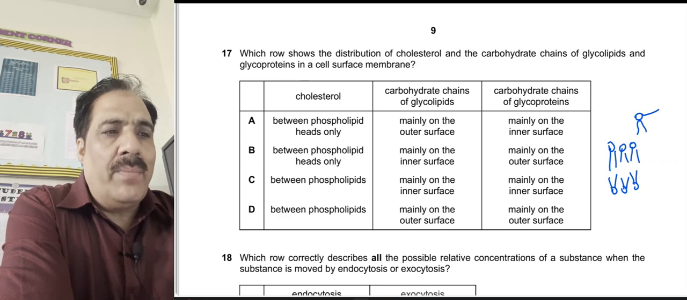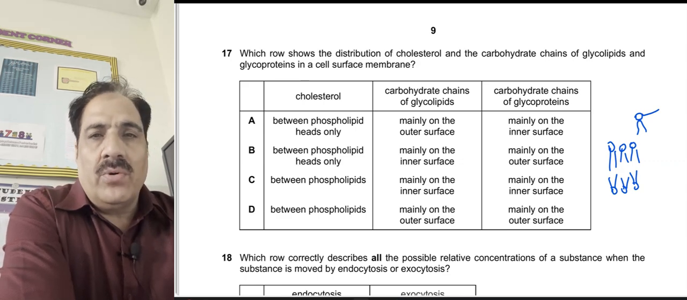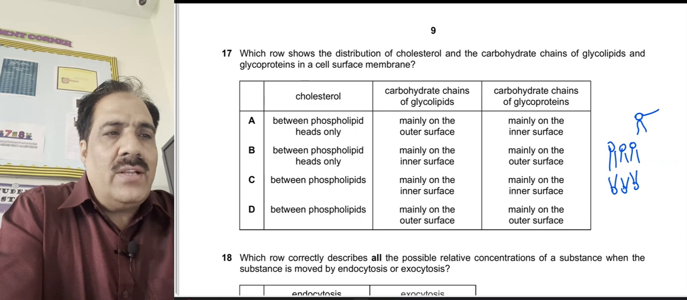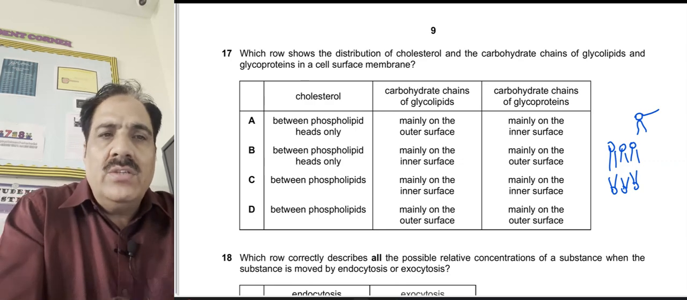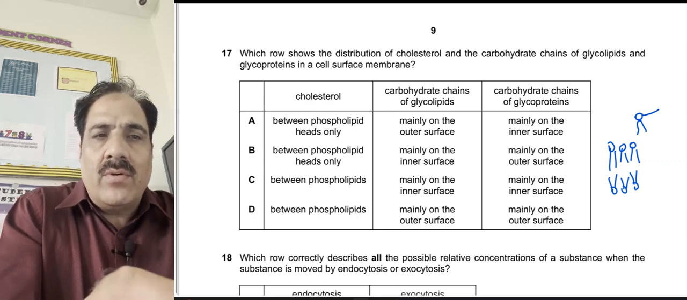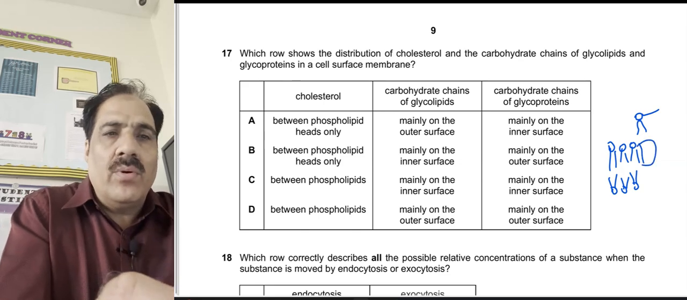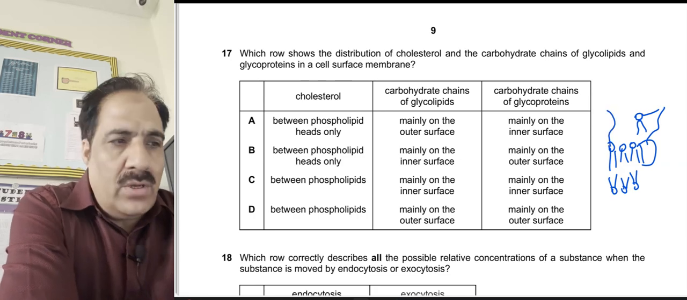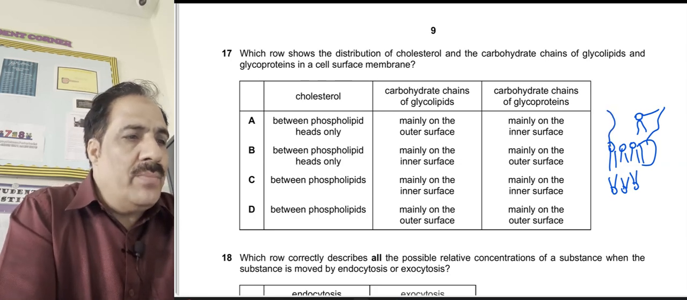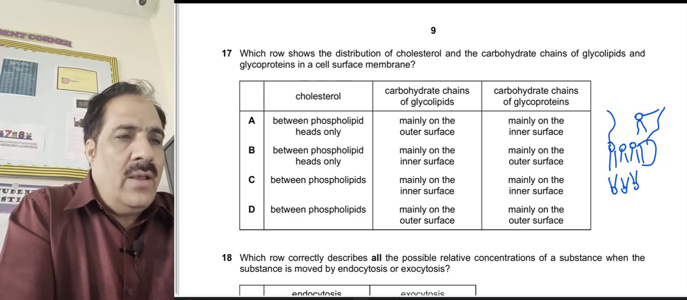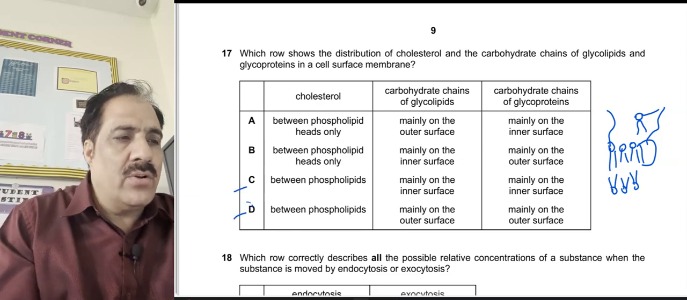Carbohydrate chains of glycolipids and carbohydrate chains of glycoproteins. So we have to tell where these chains are present. These chains are mostly present on the glycoproteins on the outside. Even on the phospholipid, they are present on the outside. So we have cholesterol between the phospholipid molecules, so one of these. Inner surface? No, it's on the outer surface. D is the correct option.